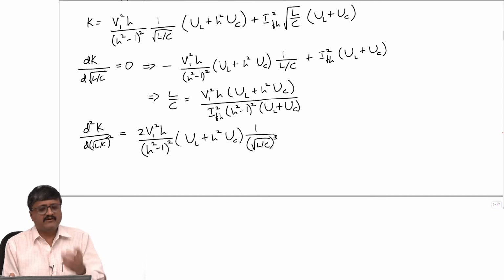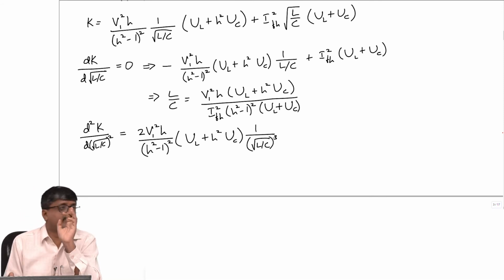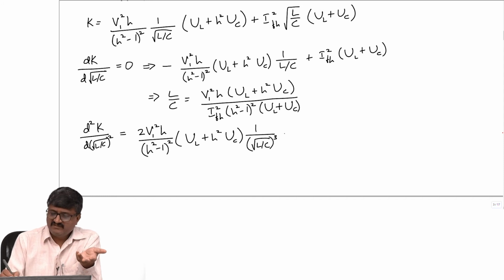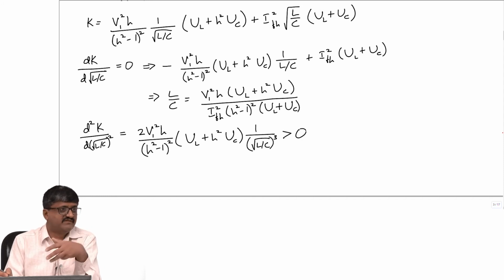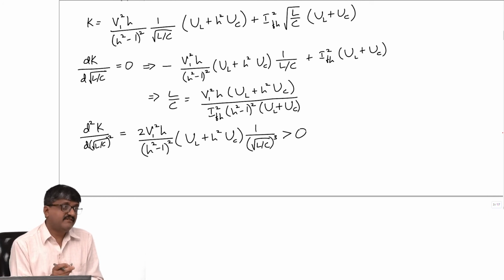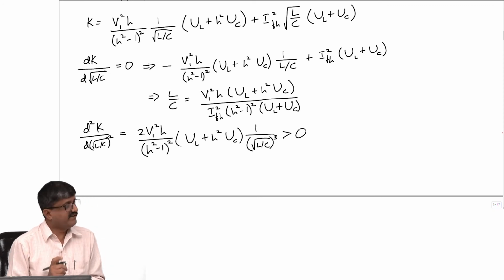Now, you put any positive value for root L by C, and you will see that this second derivative is positive. Please note, this L by C is positive, otherwise it does not make sense. L is positive, C is positive, both should be positive. So this is greater than 0, and it satisfies the sufficient condition. But it still does not give the value of L and C. It just gives the ratio. So, how to find L and C?